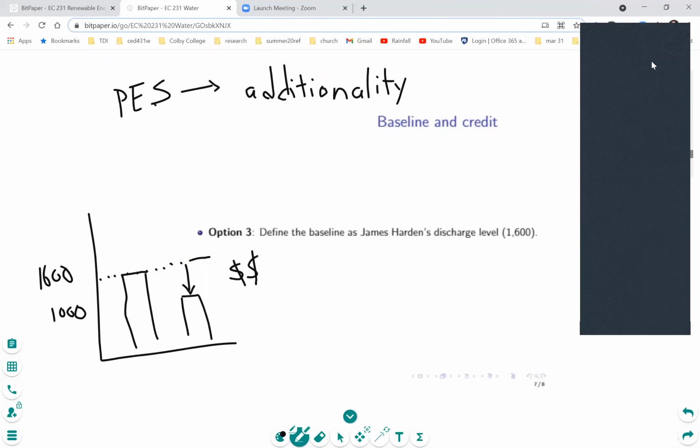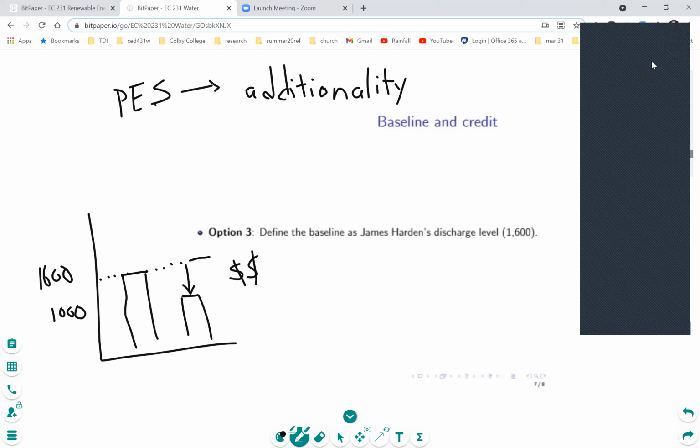So for option 3, the benefits are that it results in immediate credits for both of them, and the cons again are, could you just go over those again, please? So both can start generating credits immediately. So James Harden is going to have an incentive to reduce right away, and he's the lowest cost reductions anyway, so that's a good thing.